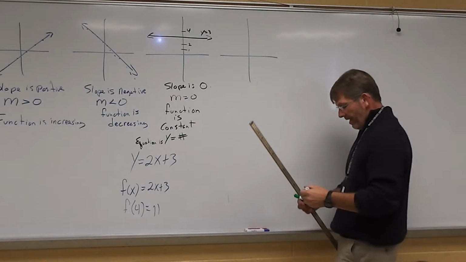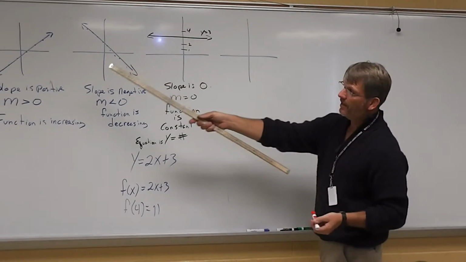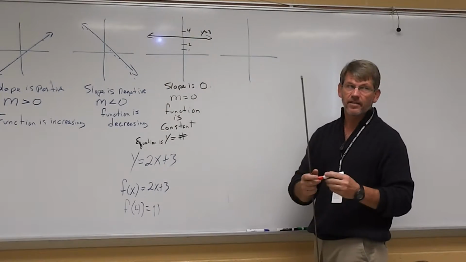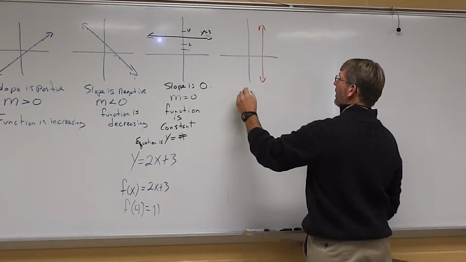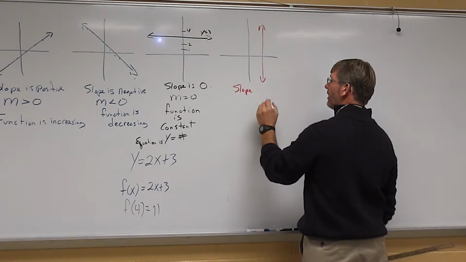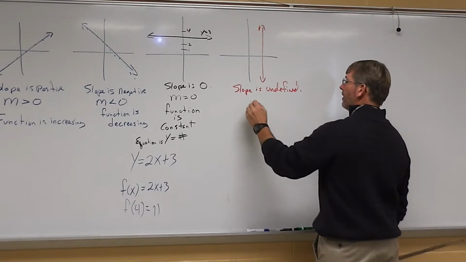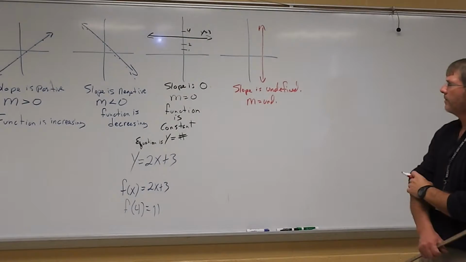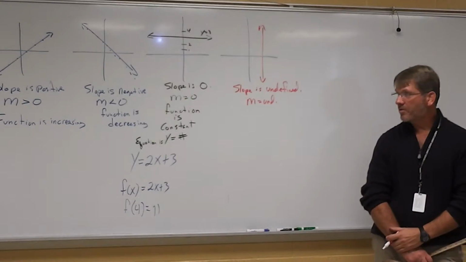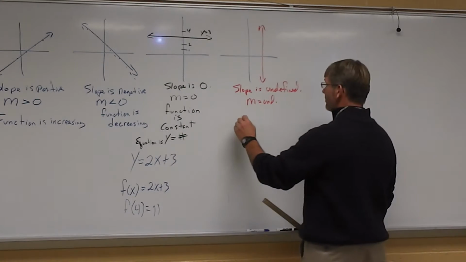Now, we make a big deal out of showing that because the next one is the one that people get confused with. If it's not increasing, not decreasing, and not horizontal, it's got to be what? Vertical. All right. And here, do you recall what the slope of this kind of line is? Good. Undefined. And we say m is undefined. And this one, we won't say the function is increasing, we won't say the function is decreasing, we won't say the function is constant because it's not even a function. Not a function.